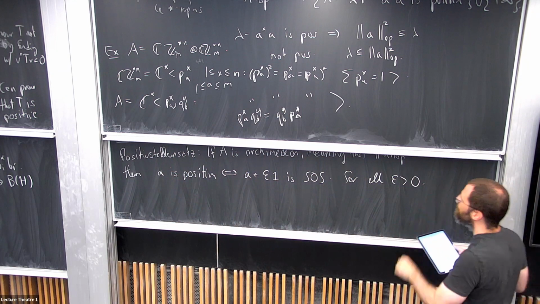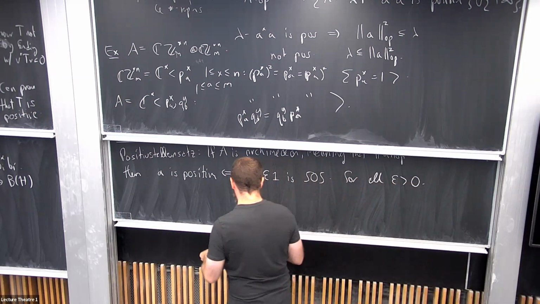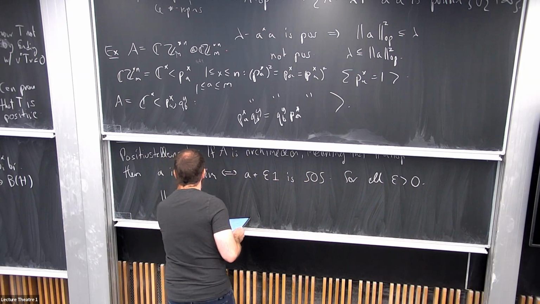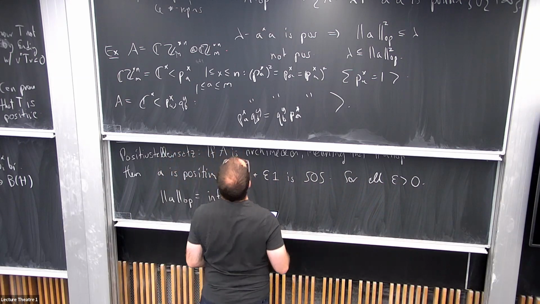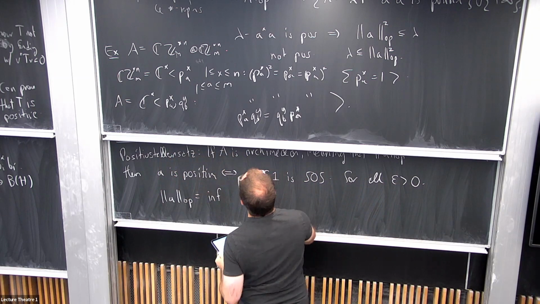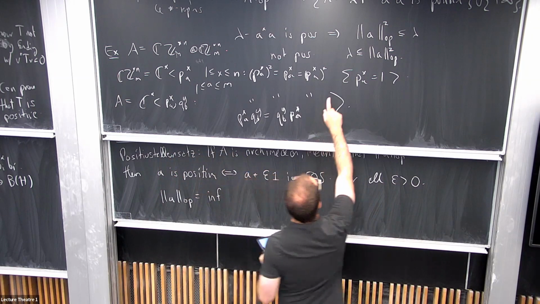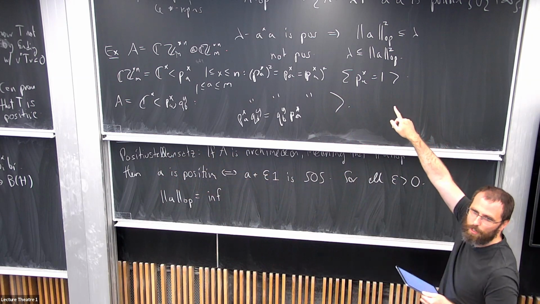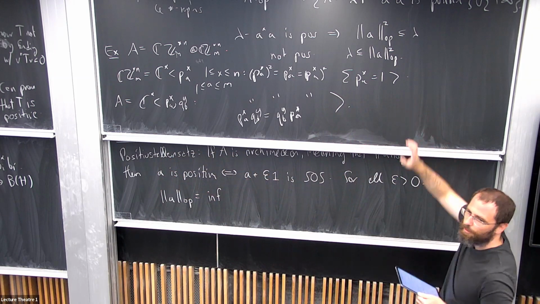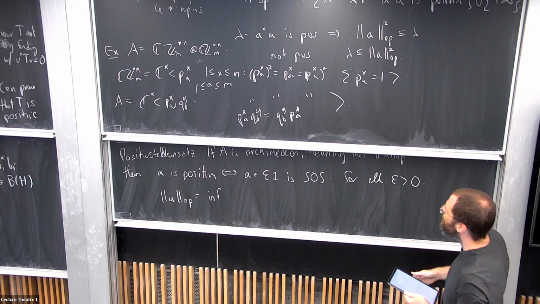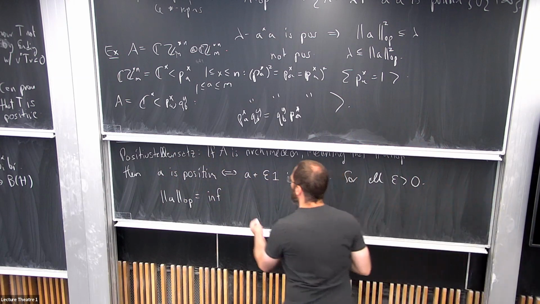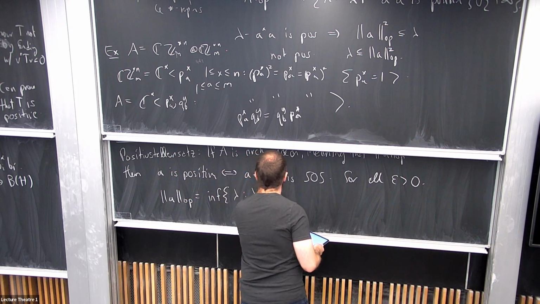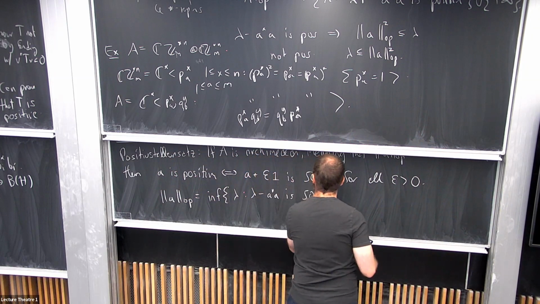Which means that if we look at this operator norm, it's not just the infimum over lambda. Rather than taking the infimum over lambda there, I could also just take the infimum over lambda plus a little epsilon, which would be a sum of squares. So that turns into the infimum over lambda such that lambda minus a star a is a sum of squares.